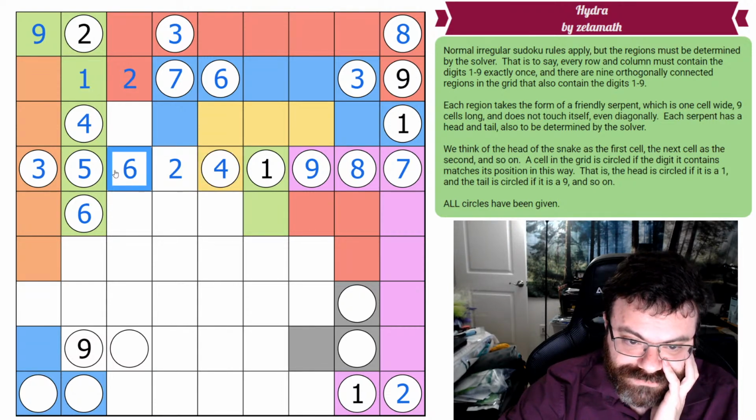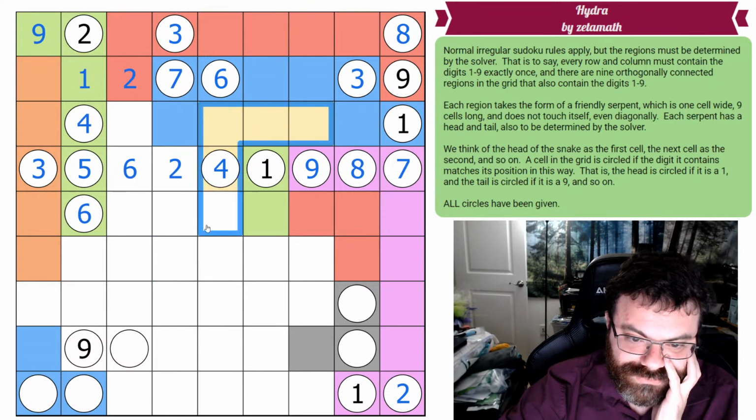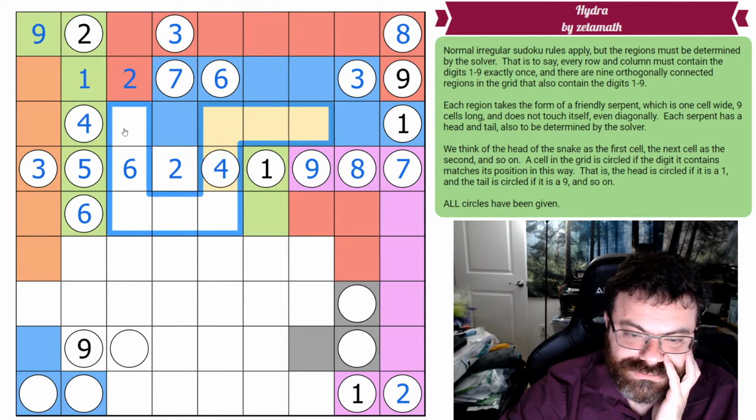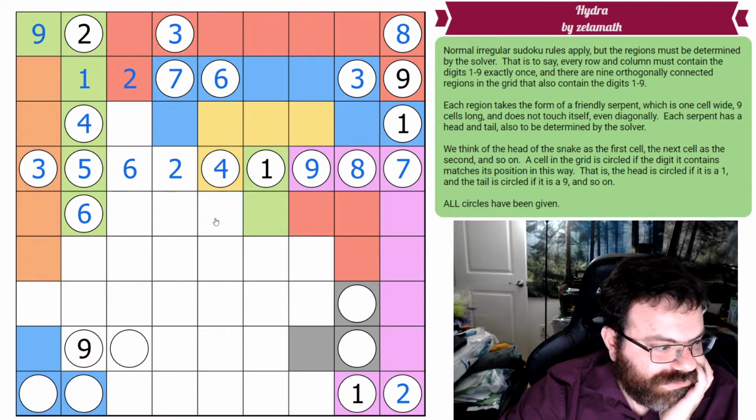So what's this one part of? Can't be blue, can't be red, can't be green, can't be yellow. I mean, unless the yellow were to loop around. Actually, that would work really well. That would be 9. And then this 2 would be part of the blue. Huh.